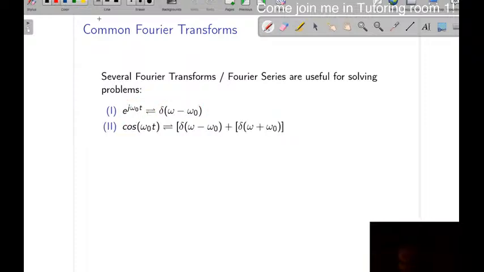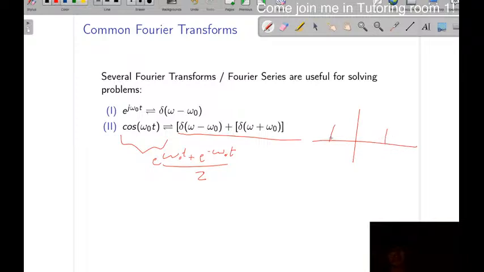If we have a cosine, remember that formula that we talked about? Cosine is equal to e to the j omega naught t plus e to the minus j omega naught t, over 2. This is going to give us two spikes in the frequency domain, centered at omega naught and minus omega naught. It's going to be symmetric. And this is the magnitude spectrum of cosine.